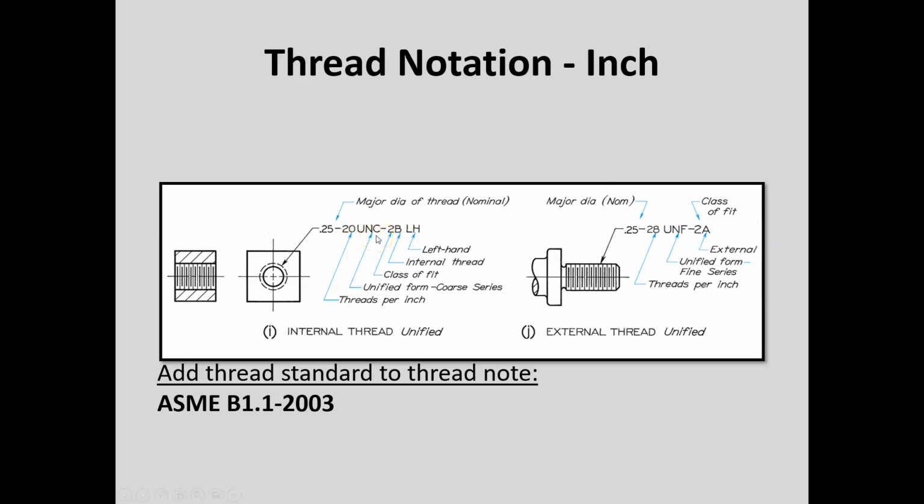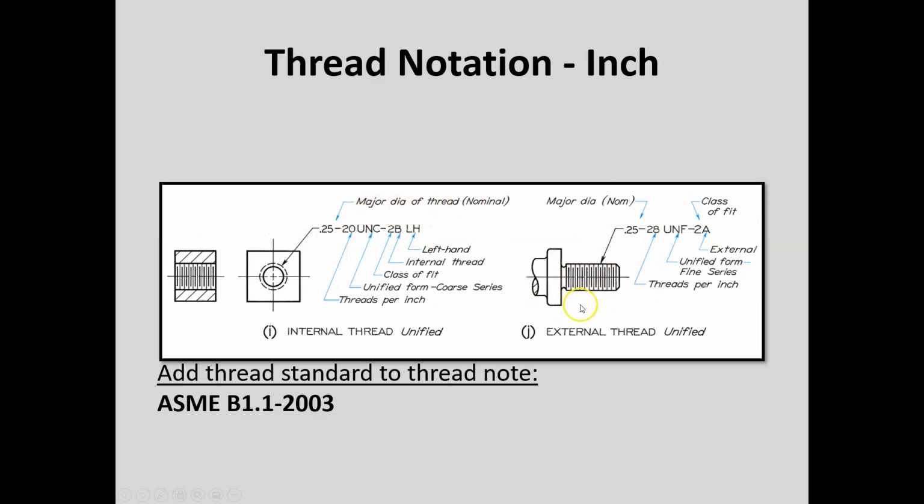C is a coarse thread form. 2 represents the class of fit. It can be a 1, 2, or 3. B is for an internal thread. A means external thread, and then LH is a left-hand thread. So that's a complete dimension for an inch thread.